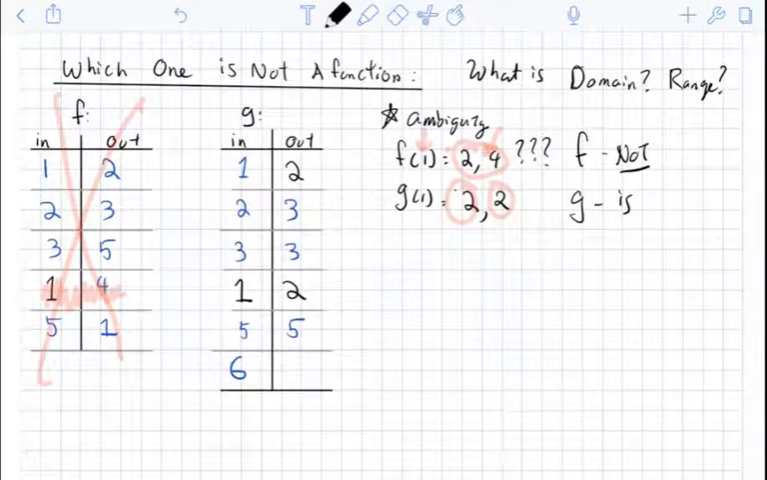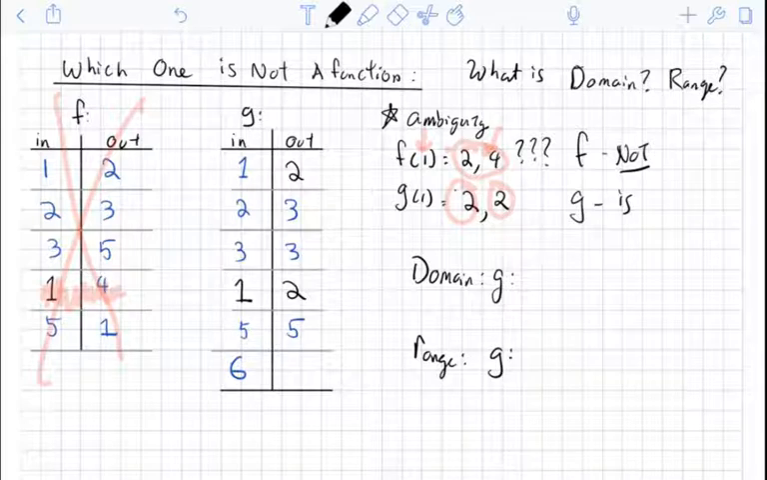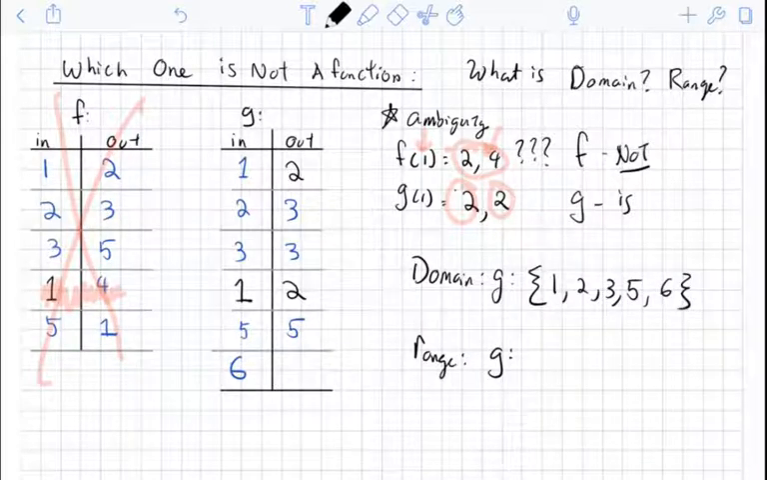So let's find the domain of g and the range of g. Why don't you pause it and try it now? All right. So the domain is all of the inputs. 1, 2, 3, 1 is already there, 5, 6. What about 4? 4 is not in the table. These are all the inputs. If somebody asks for any input other than these, you say, you don't know. It's not in the domain. What about the range? The range are all the numbers that can be output. 2, 3, there's another 3, there's another 2, 5.